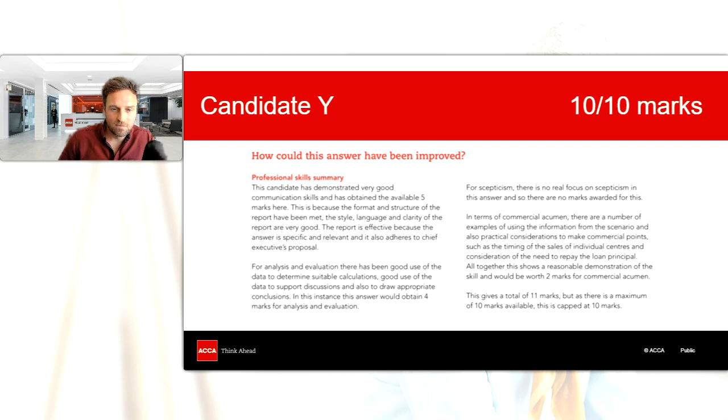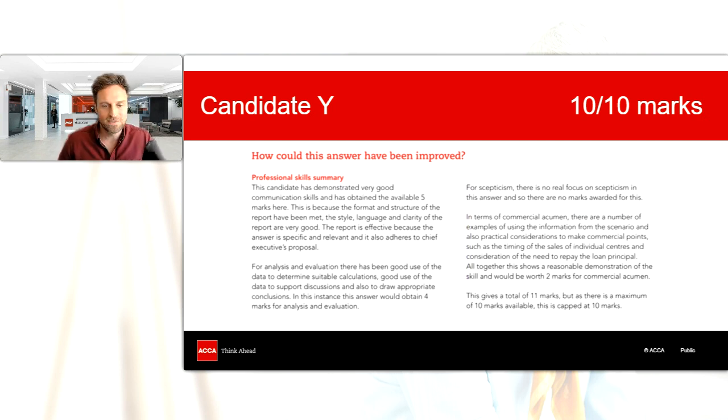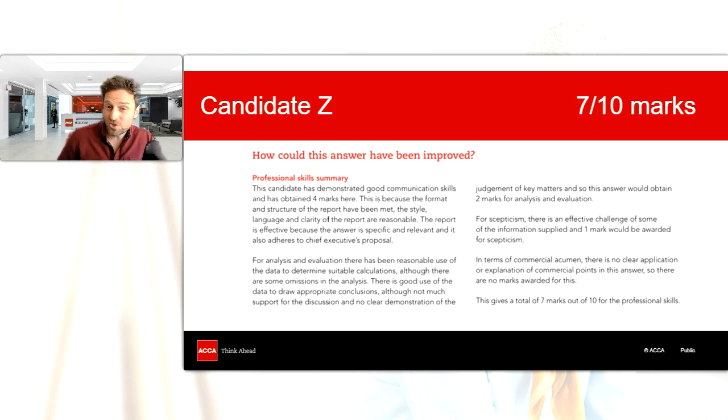And then commercial acumen, they picked up a couple as well, so talking about specific things to the industry. So they actually got 11, but it's capped at 10. So they only got the 10 marks. Candidate Z, they scored 26.